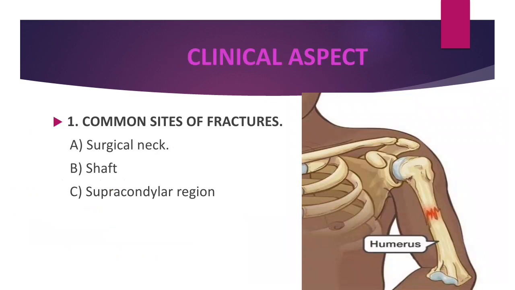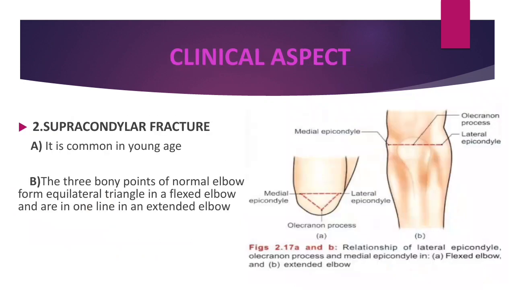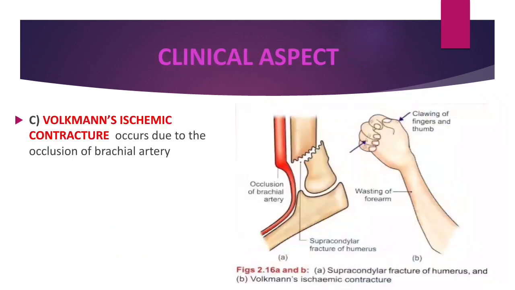Coming to the clinical aspect, common sites of fracture of humerus are surgical neck, shaft and supracondylar region. Next clinical aspect is supracondylar fracture. It is common in young age, and the three bony points of normal elbow form an equilateral triangle in a flexed elbow and are in one line in an extended elbow.